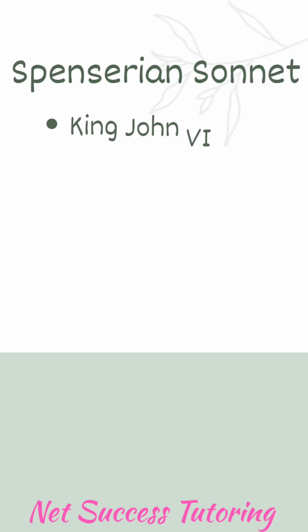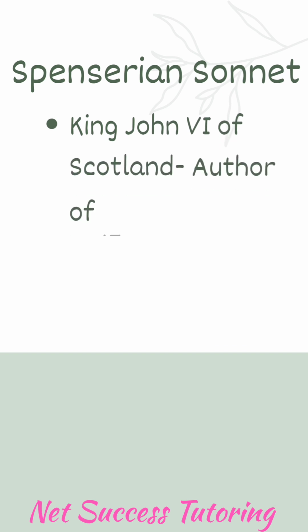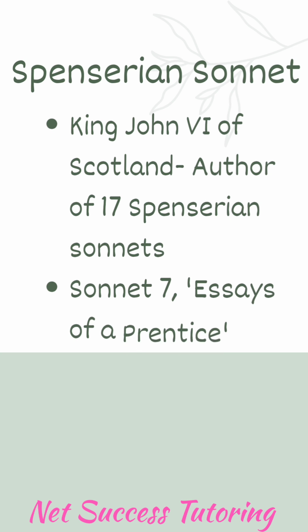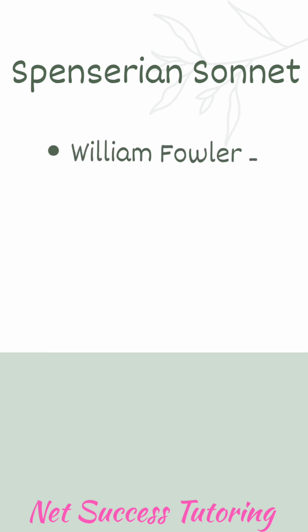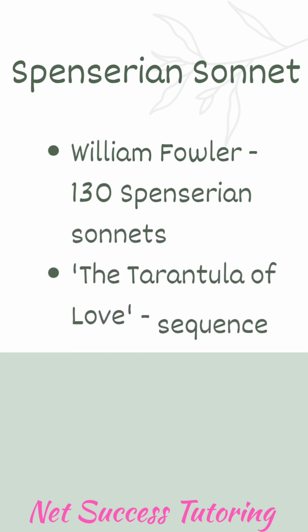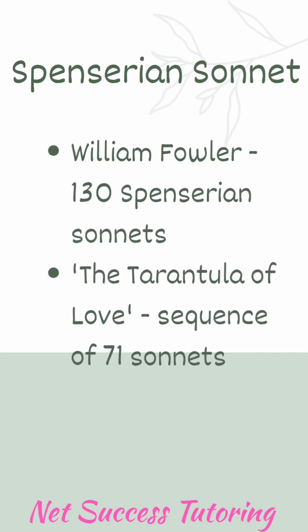King James VI of Scotland is the author of 17 Spenserian sonnets. Sonnet 7 in Essays of a Prentice is one among the famous ones. William Fowler wrote 130 Spenserian sonnets, and The Tarantula of Love is a sequence of 71 sonnets.